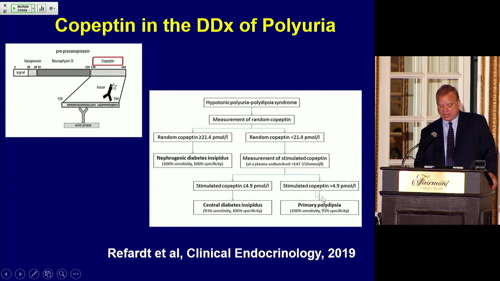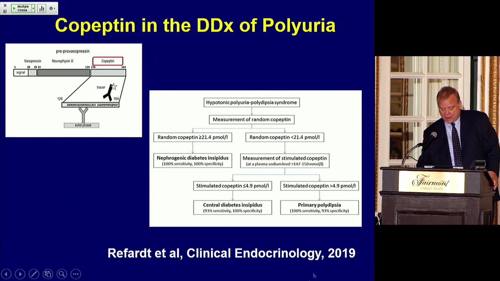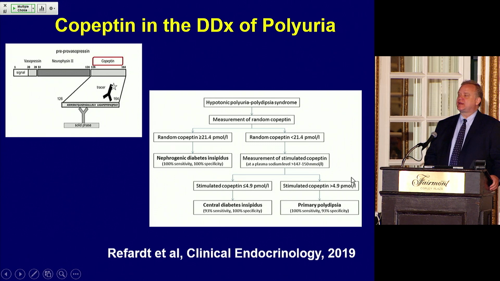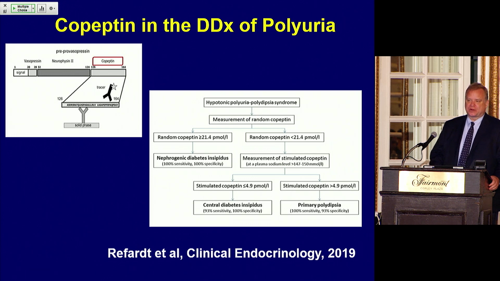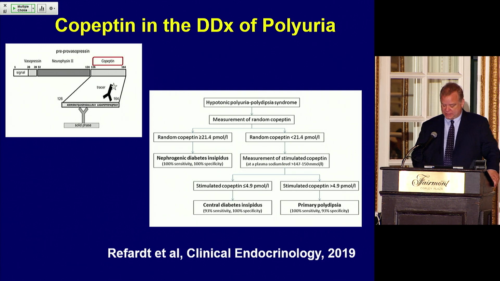And we can then look at stimulated copeptin in the setting of giving them hypertonic saline, and if you don't stimulate it, then that's a central DI, whereas if you do stimulate an increase, that's what you see with primary polydipsia. To my mind, though, this has not really become generally available. Most hospitals, certainly our hospital, does not yet have plasma copeptin assays, but that should come out relatively soon, one would hope.